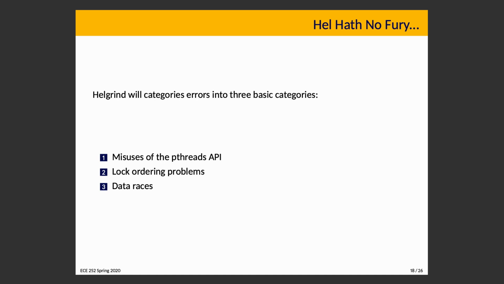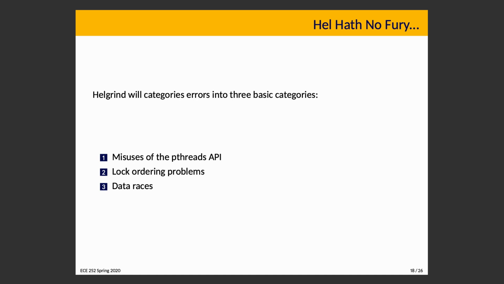The second category of error, lock ordering problems, is something that we should know about already from our previous discussion of deadlock. If you had a thread P that does a wait on A and then a wait on B, and then thread Q does a wait on B and then a wait on A, then that's a lock ordering problem because there is a risk of a deadlock.